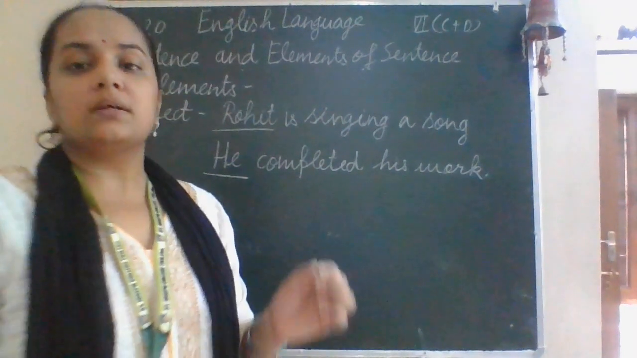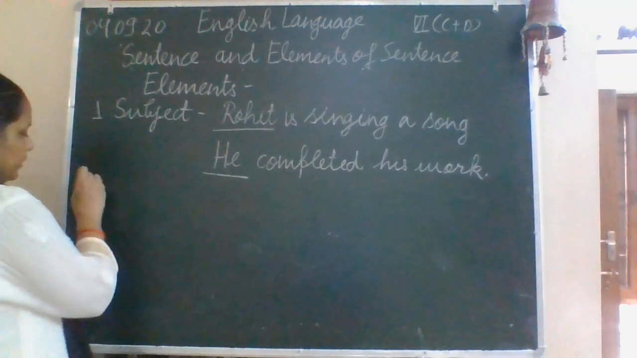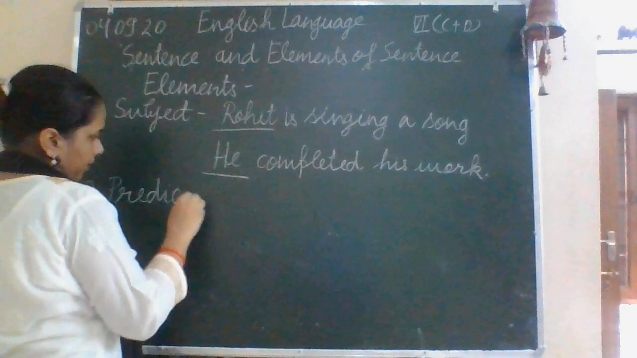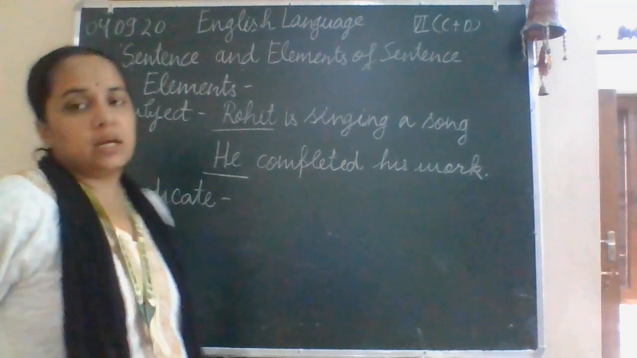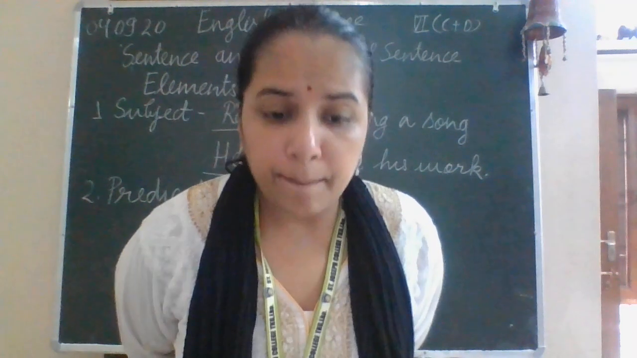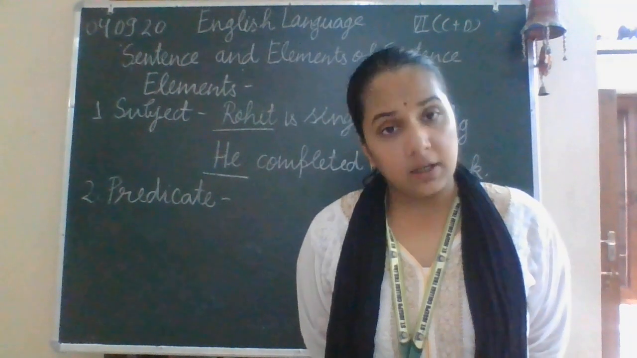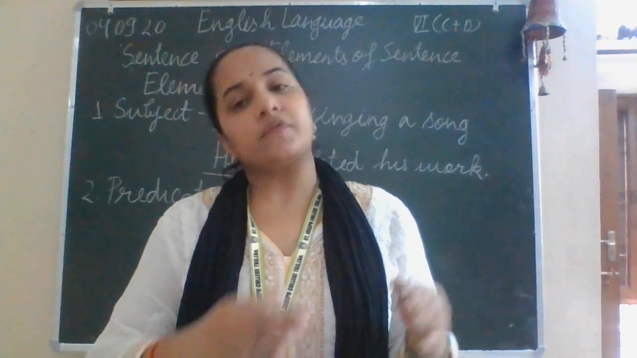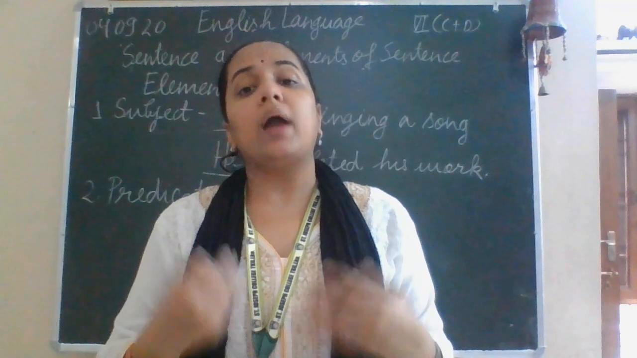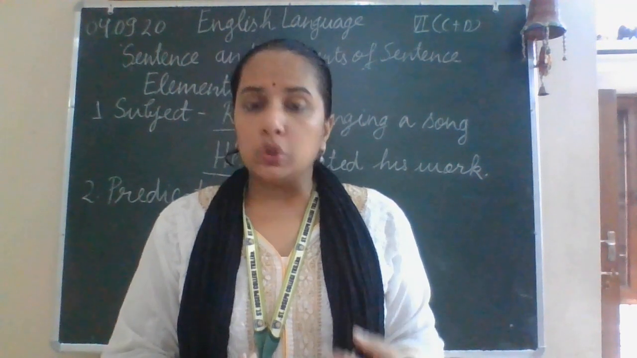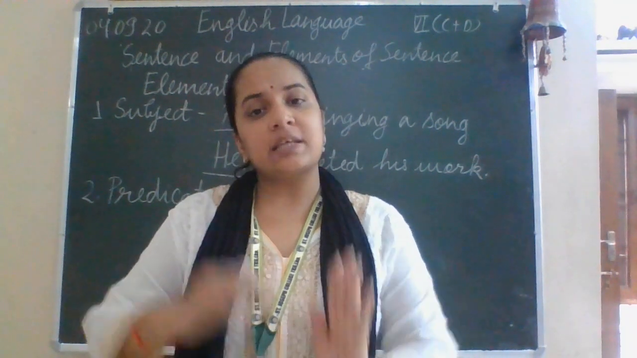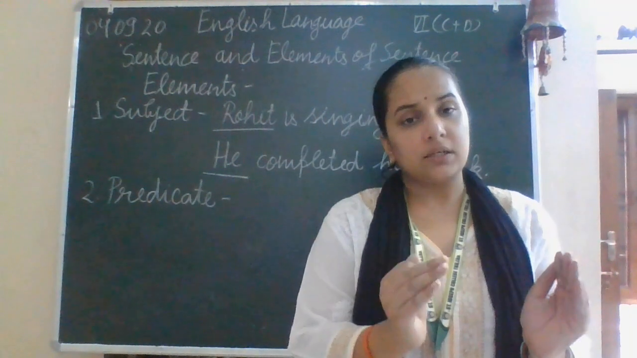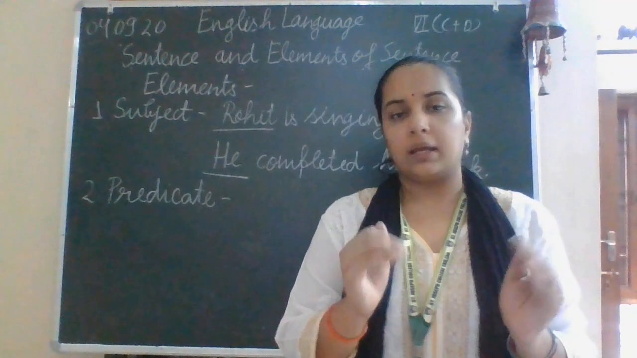Now, the next element of the sentence is the predicate. What is a predicate? A predicate is the part which contains a verb and tells something about the subject of the sentence. That is known as the predicate. So usually in any sentence, if you leave out the subject, the rest of the portion of the sentence is known as the predicate.